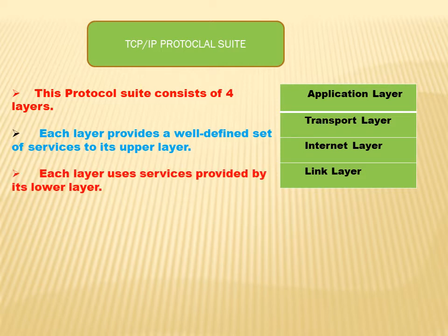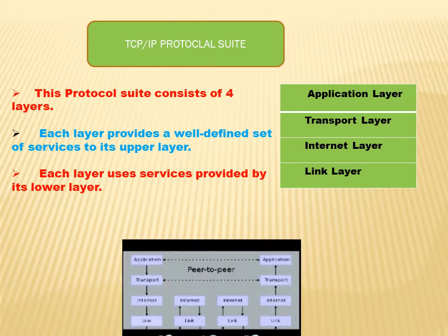Each layer also uses services provided by its lower layers. Suppose the internet layer uses services provided by its lower layer, that is the data link layer. The transport layer uses the services from the internet layer. So it uses the services from its lower layers and also provides service to its upper layers. That's the layers of this protocol suite.